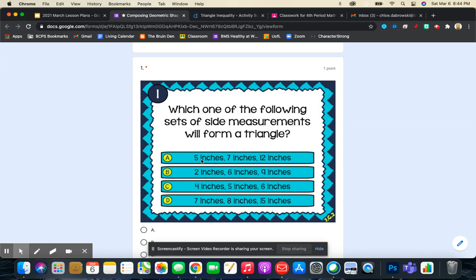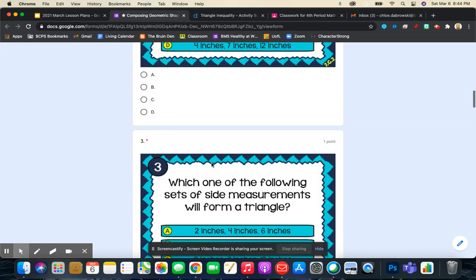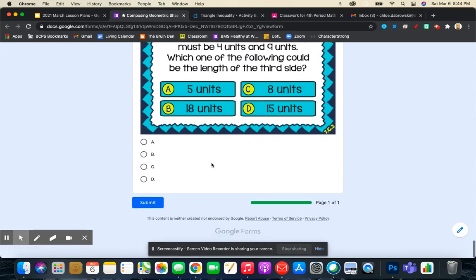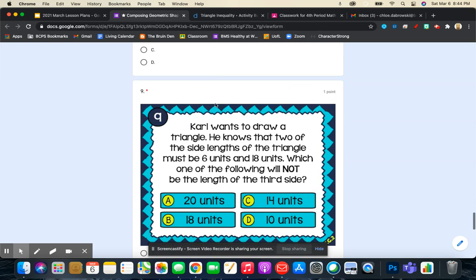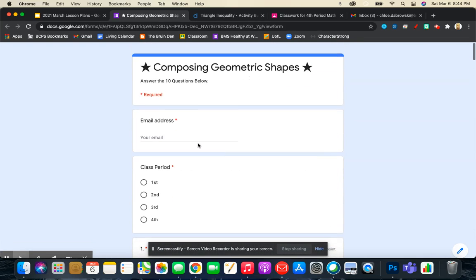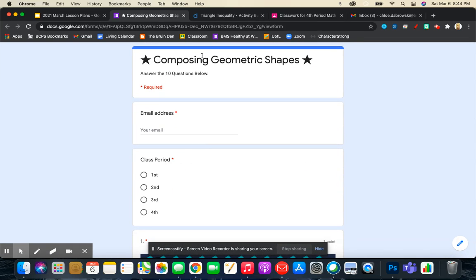So if we start with A, 5 plus 7 is 12. 12 is not greater than 12, so it's already not A. There's a helpful hint for you. So you'll work through all of these and submit when you are done. It should give you a score. No need to rush. Take your time.